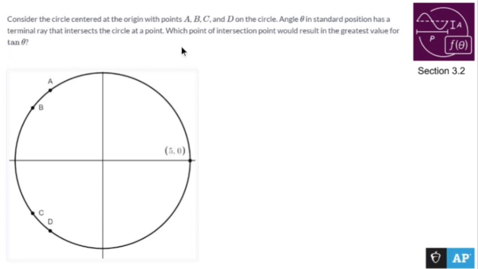All right, so what's tangent theta in AP Precalculus land? Well, tangent theta is going to be the same as y over x. So this is what I need to do. I need the greatest possible value. I have A, B, C, and D living on this unit circle with a radius of 5. Not that the radius matters too much, but it kind of does help. It helps me visualize things a little bit better.